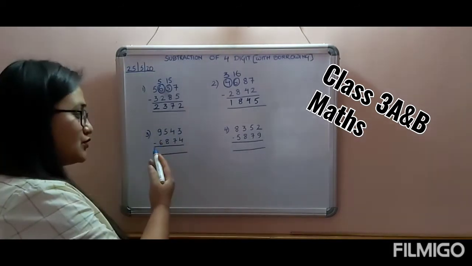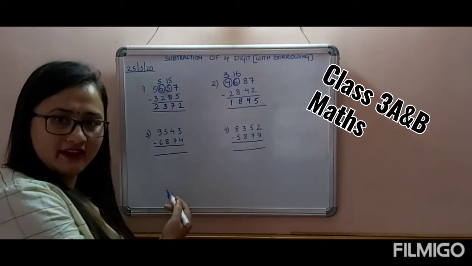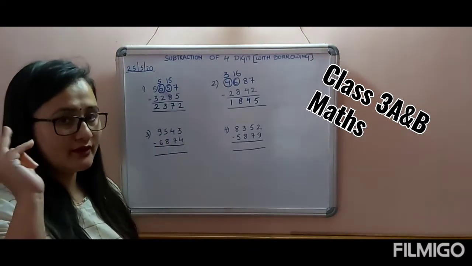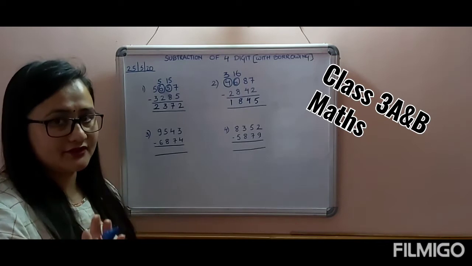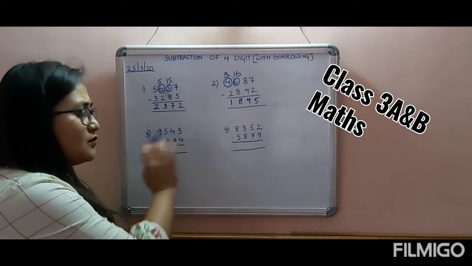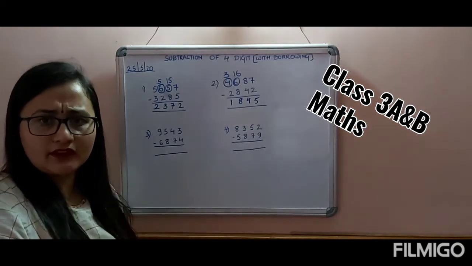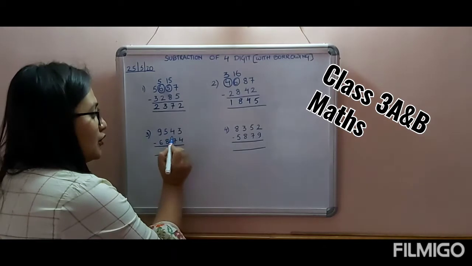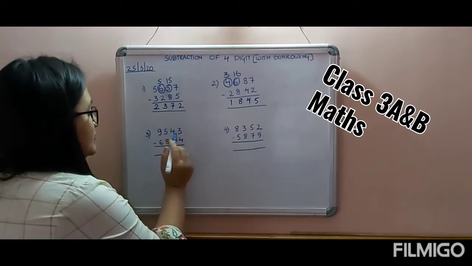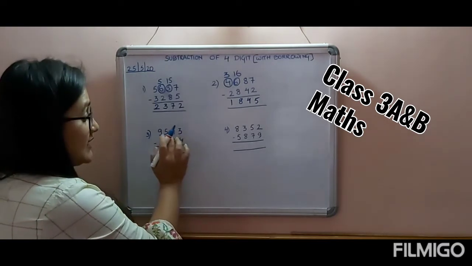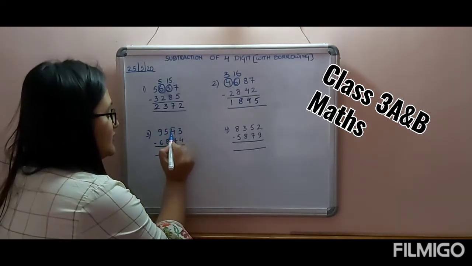So let's move on to the next sum now. Pay attention, everyone. What I said: you will always keep the upper number in your mind. Then you start counting after the lower number. So if you keep 3 in your mind and want to subtract 4 from 3, you cannot. So what you will do, you have to borrow. You will borrow 1 ten from the tens place.